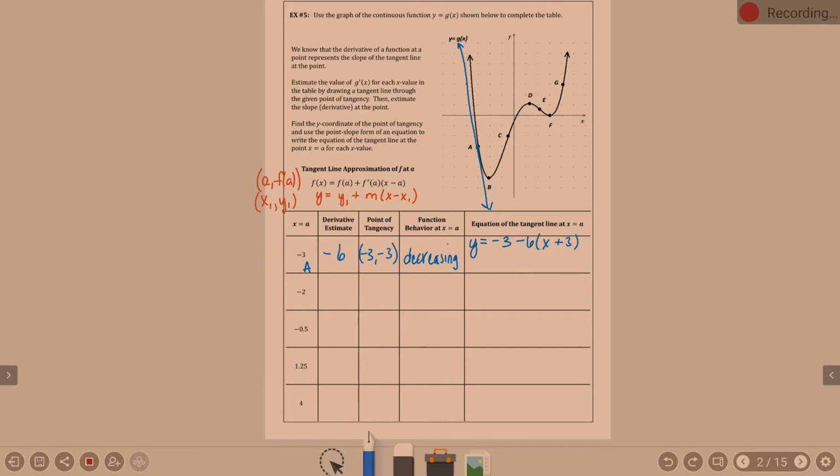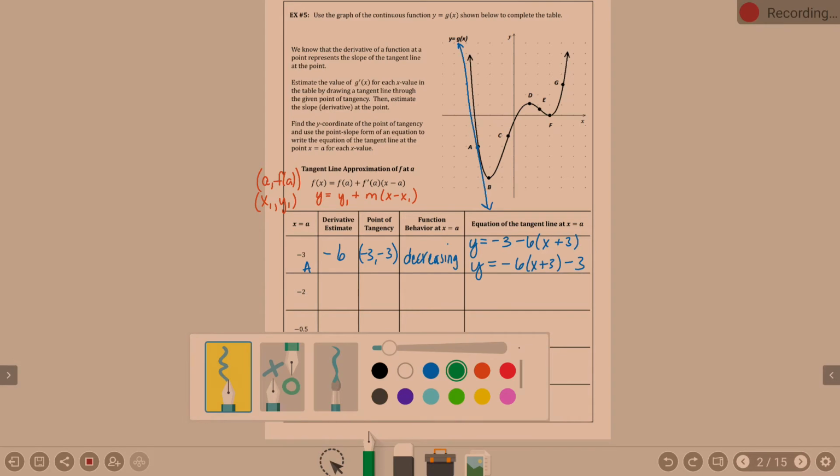Now, if you don't like that, then you could also write y equals -6 times the quantity x plus 3 and minus 3. That's equivalent, yes? Yep. And yours may or may not say -6 in there, right? That's the only thing that should be different. Okay. We got it. We're good.